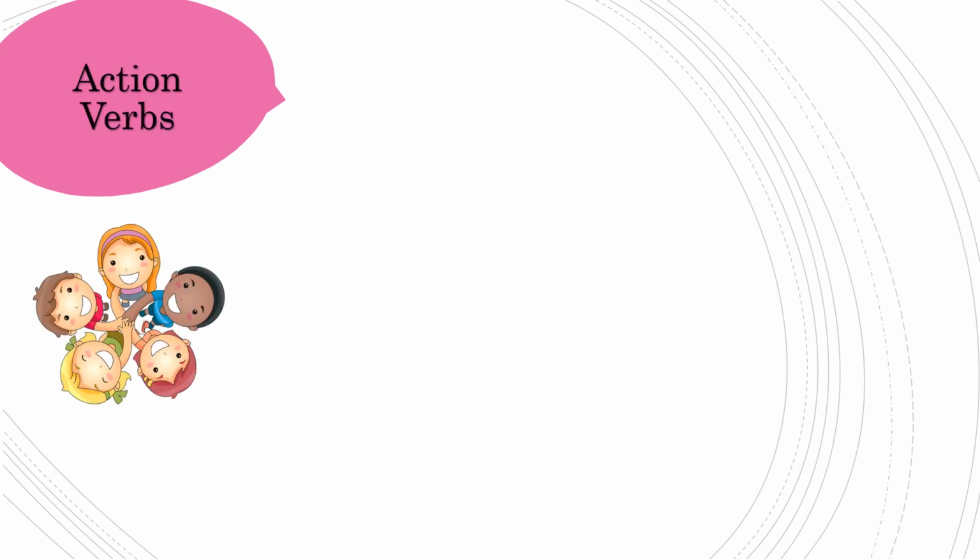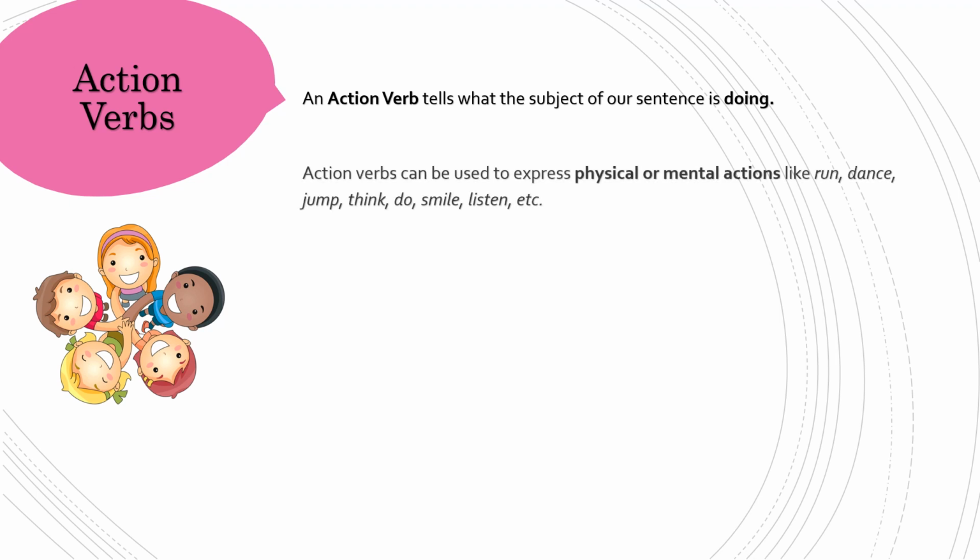Action verbs. An action verb tells what the subject of our sentence is doing. Action verbs can be used to express physical or mental actions, like run, dance, jump, think, do, smile, listen, etc. Action verbs are of 2 types: physical action verb and mental action verb.